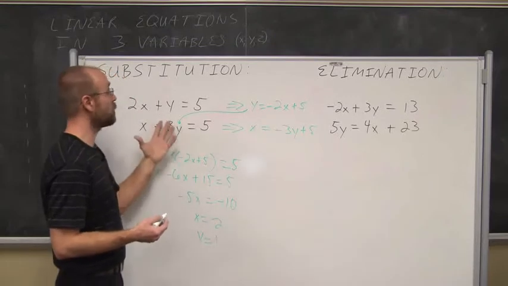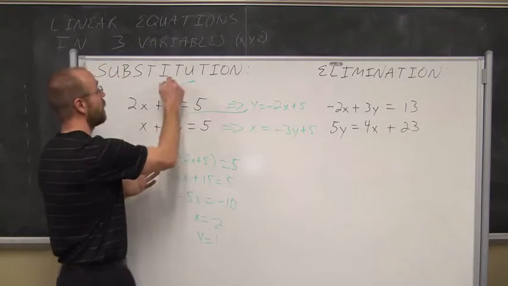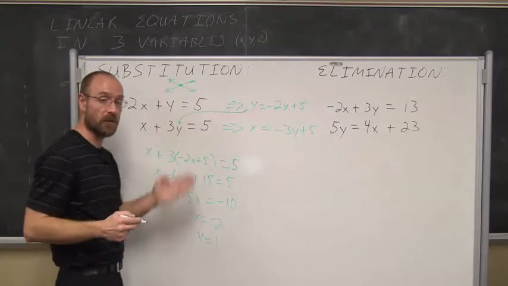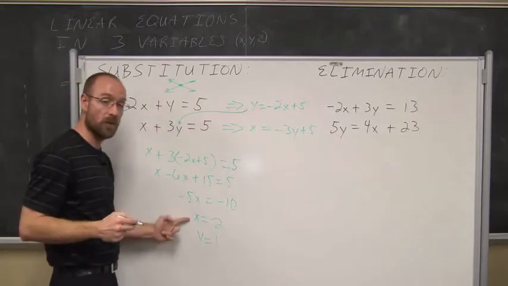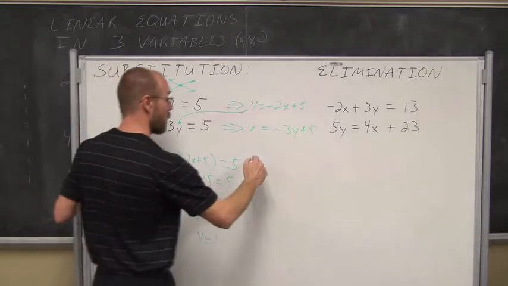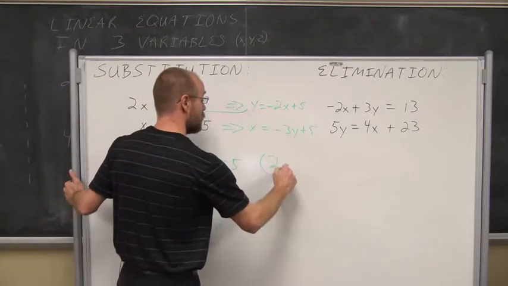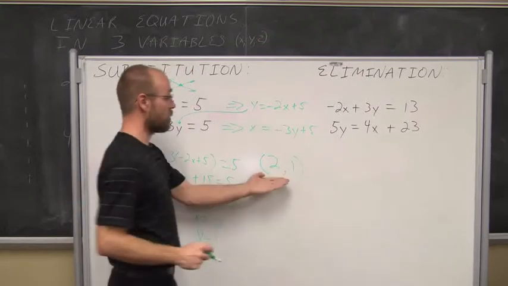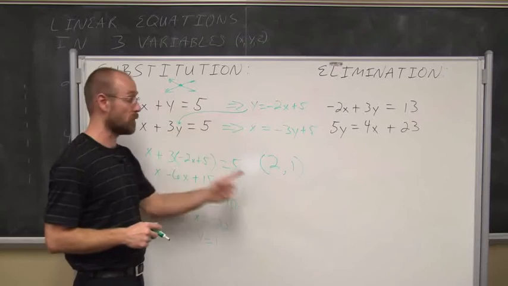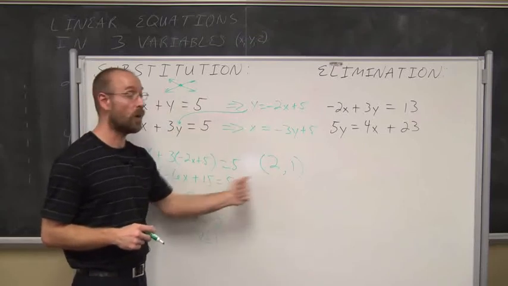I have two different lines that at some point intersect. And that intersection is when x is 2, y will be 1. And I write my answer as an ordered pair right here. X is 2, y is 1. We have a consistent, independent system with these two equations with a single solution, 2, 1.